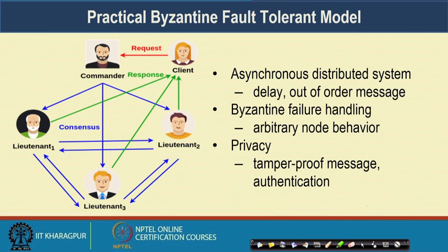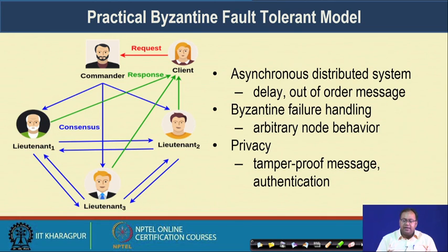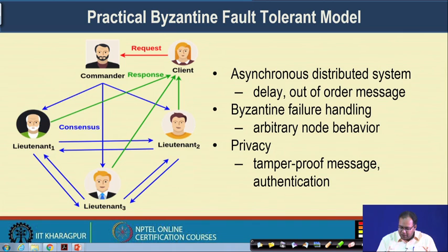Here also we have the Byzantine fault tolerant model. The broad idea of the system is something like this. There is a client, and the client submits a request to the commander. From the blockchain principle, the clients are the individual blockchain clients who are submitting transactions, and the commanders are certain nodes in the system who are responsible for ensuring consensus. And you have multiple nodes.